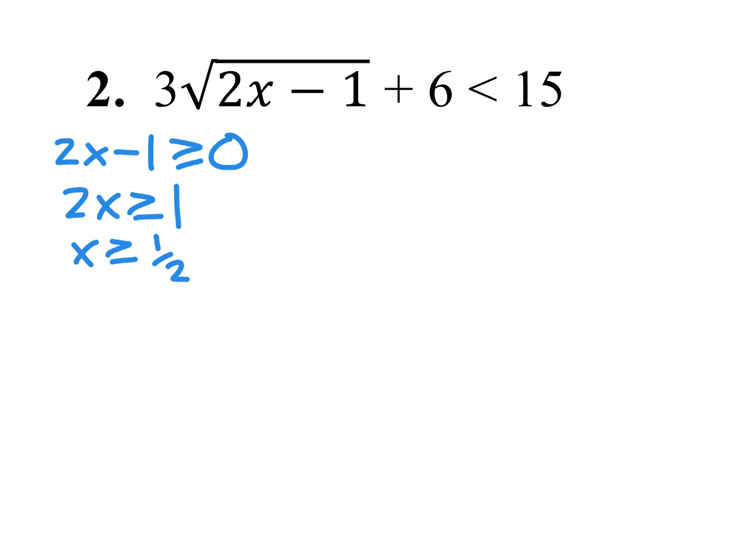All right, now let's solve the original problem. I'm going to do 2 steps at once. I'm going to subtract the 6 to get 9, and I'm going to divide by 3 to get 3. So take 15, subtract the 6, that equals 9. 9 divided by 3 is 3. Now square both sides.